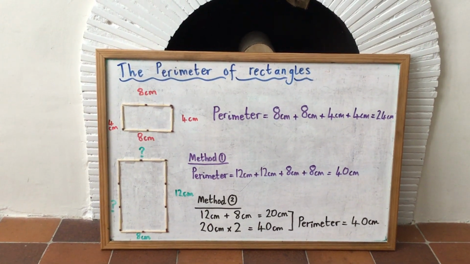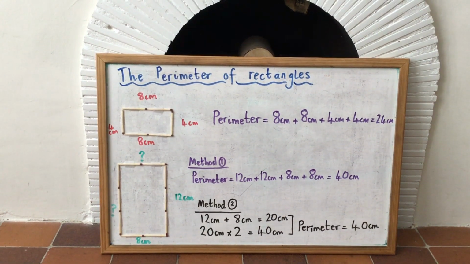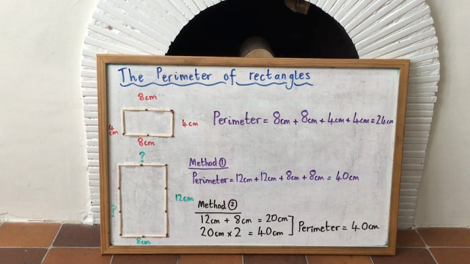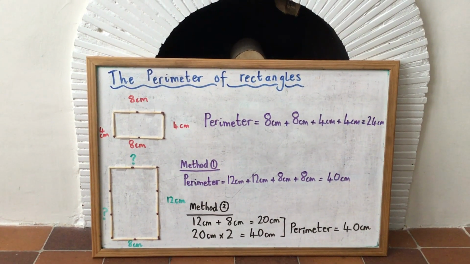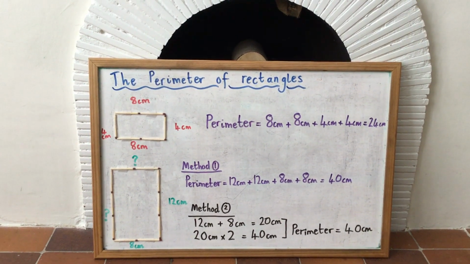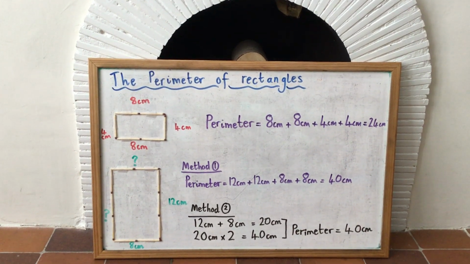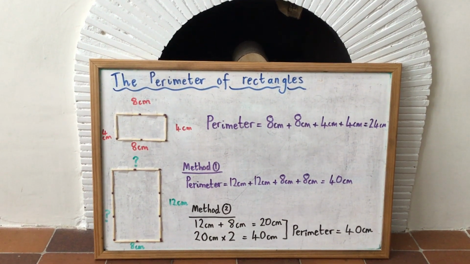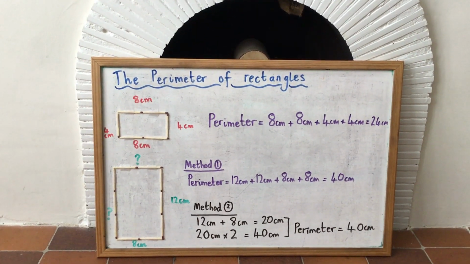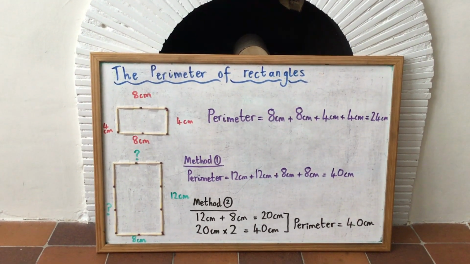Now, in order to work out the perimeter, you can either use the method that we used for the top one, which is to add up the lengths of all the sides. So in purple you can see we would do 12 centimetres plus 12 centimetres plus 8 centimetres plus another 8 centimetres gives us a perimeter of 40 centimetres. But there is another method that you can use instead if you prefer.